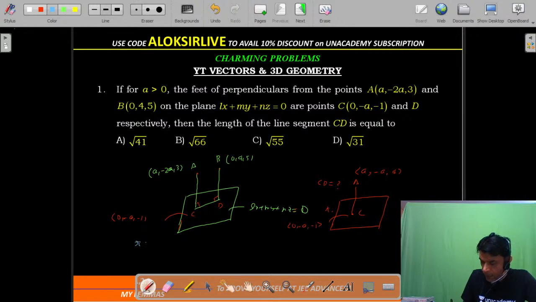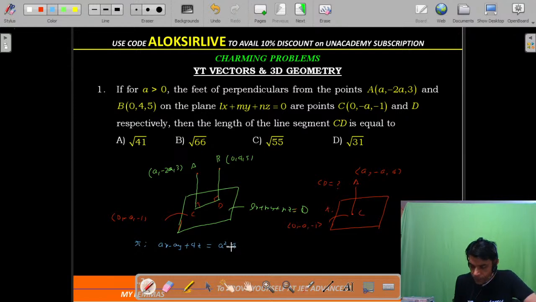So we are attacking one by one. That plane pi is given by the normal, which we know. So this is ax minus ay plus 4z, and it passes through 0, negative a, and negative 1. That tells you that you are getting a squared, you are getting a squared minus 4. We really have made good use of that.